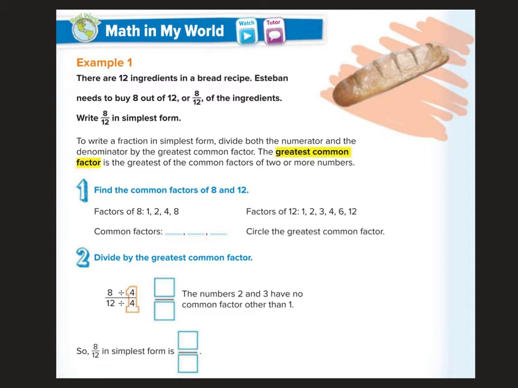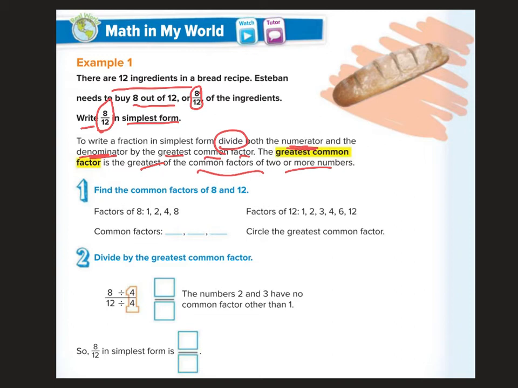All right, so example 1 here says there are 12 ingredients in a bread recipe. Esteban needs to buy 8 out of 12, or 8/12, of the ingredients. Please write 8/12 in simplest form. So to write a fraction in simplest form, we need to divide both the numerator and denominator. Notice dividing. Yesterday we were dealing a lot with multiplying, but when we're finding simplest form, we're always going to be dividing by the greatest common factor. The greatest common factor is the greatest of the common factors of 2 or more numbers.